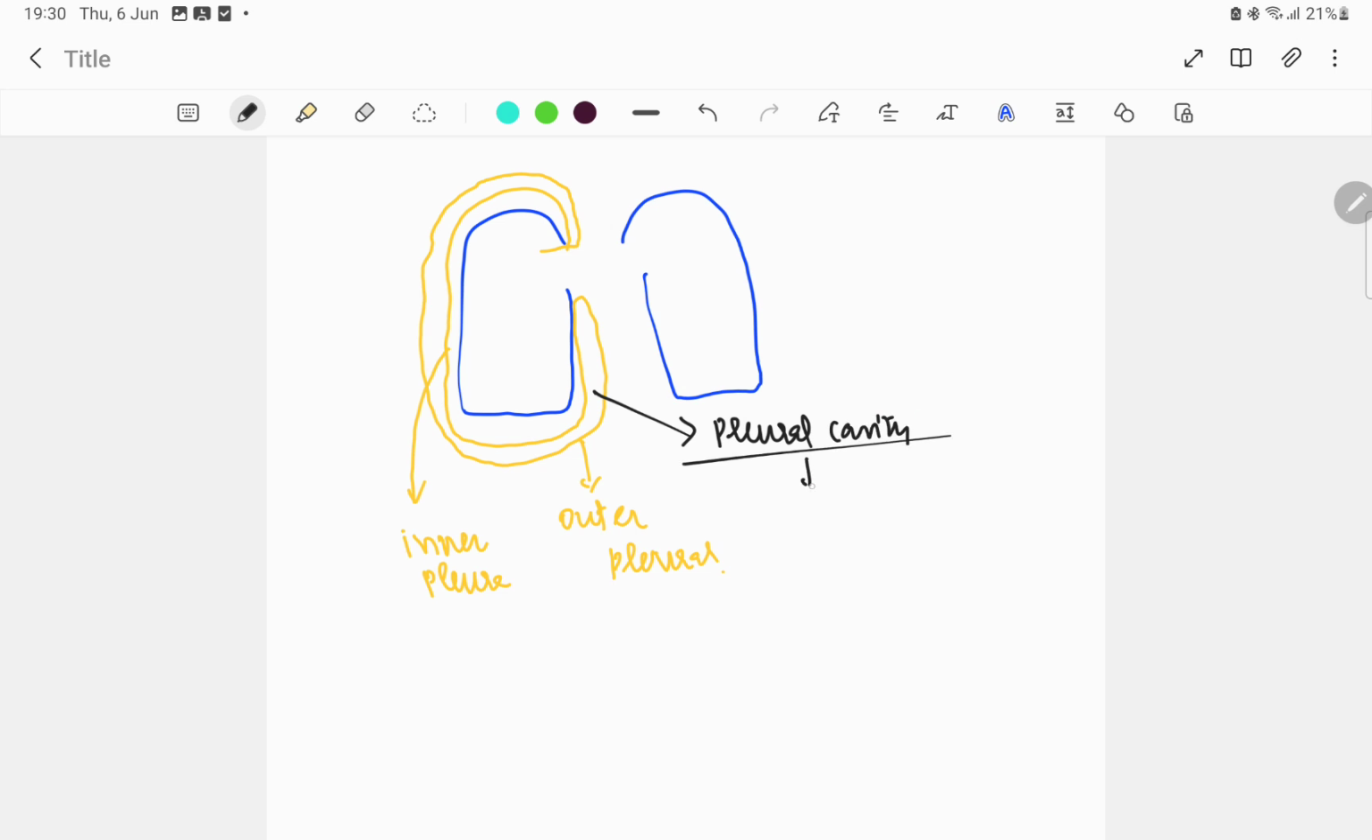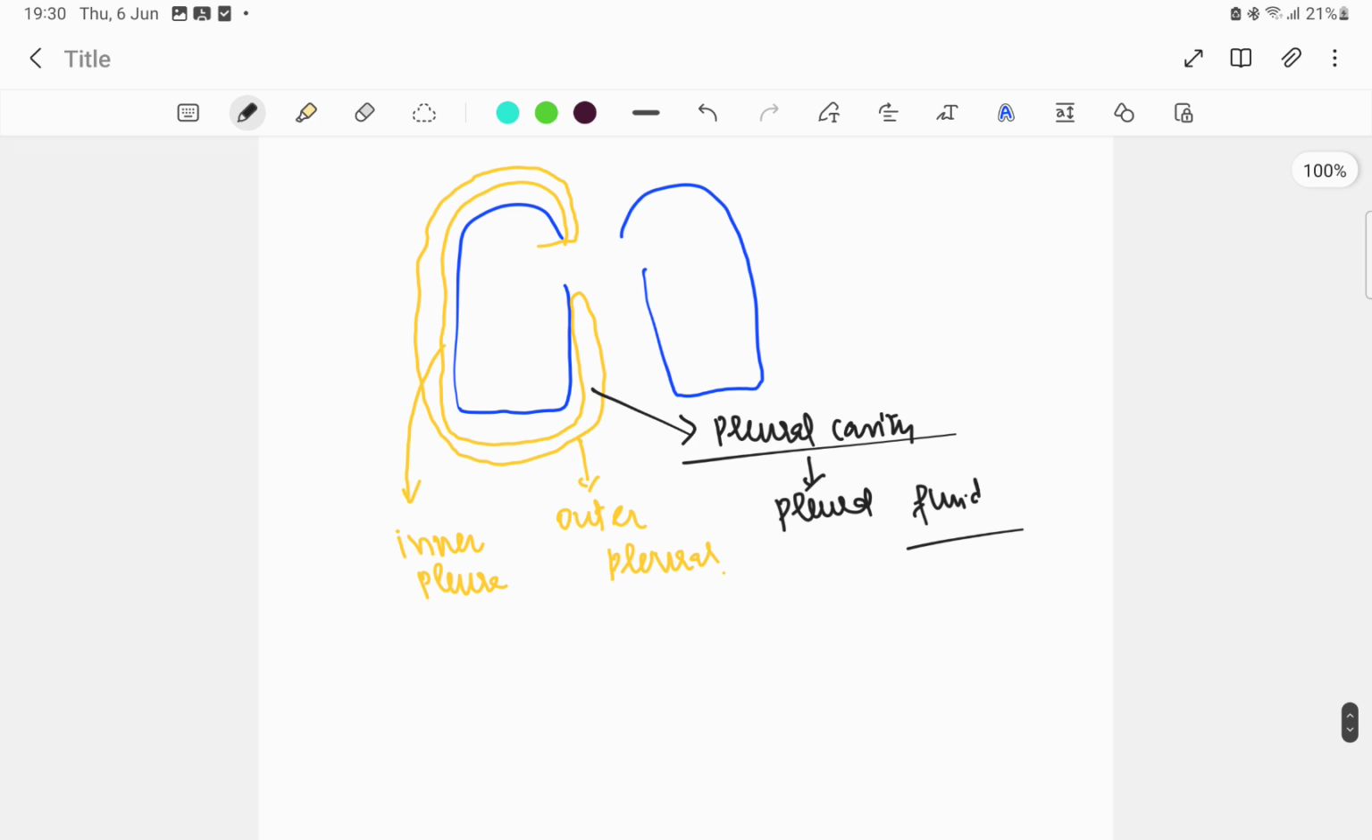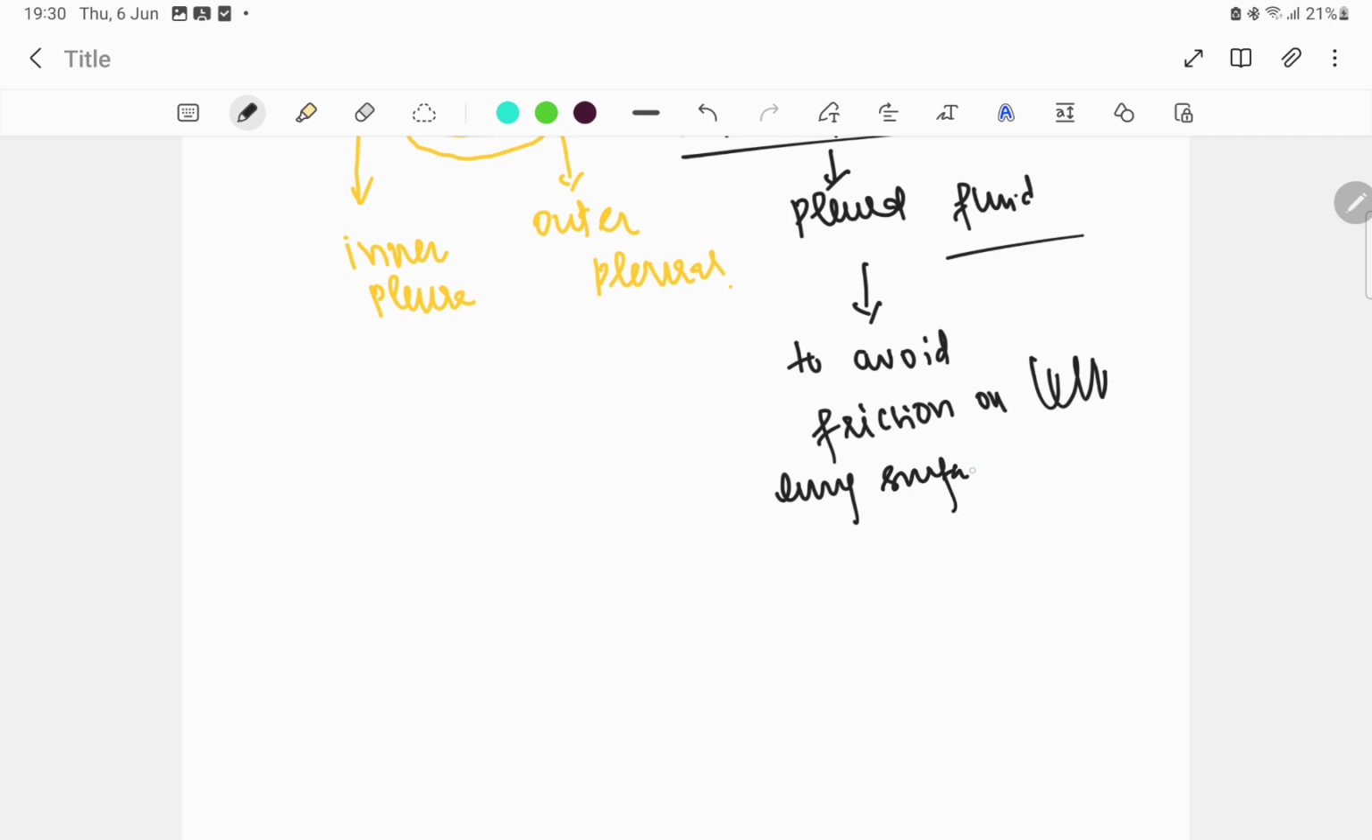What does this pleural cavity contain? It contains fluid, called pleural fluid. It is very very important. What is the function of pleural fluid? If there is no fluid, both the inner and outer pleura will rub against each other. So the main function of pleural fluid is to avoid friction on the lung surface. That is the function of pleural fluid.